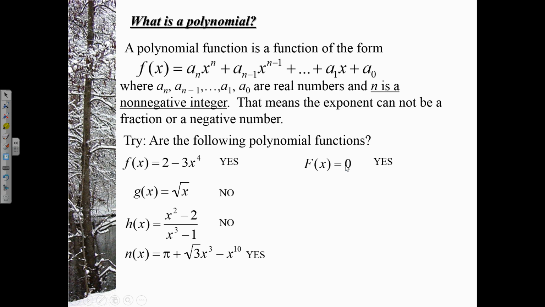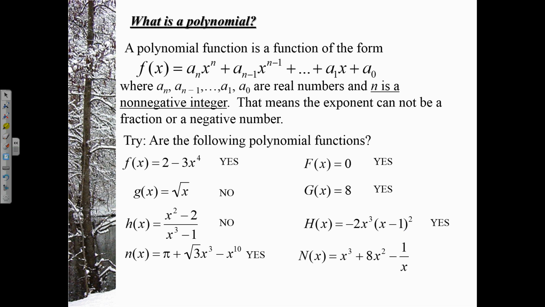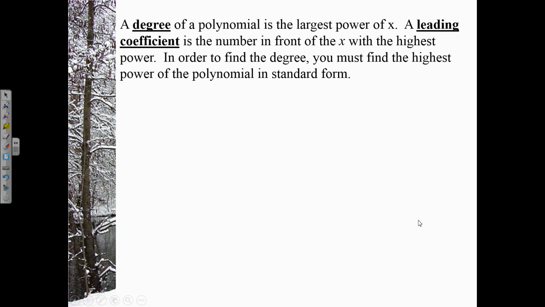This is actually a polynomial, even though it's just 0. It's like having x to the 0 power. And this is also a polynomial for the same reason. This one is a polynomial, it's just not in standard form. And this last one is not a polynomial because you can't have an x in the denominator. This should be a review.